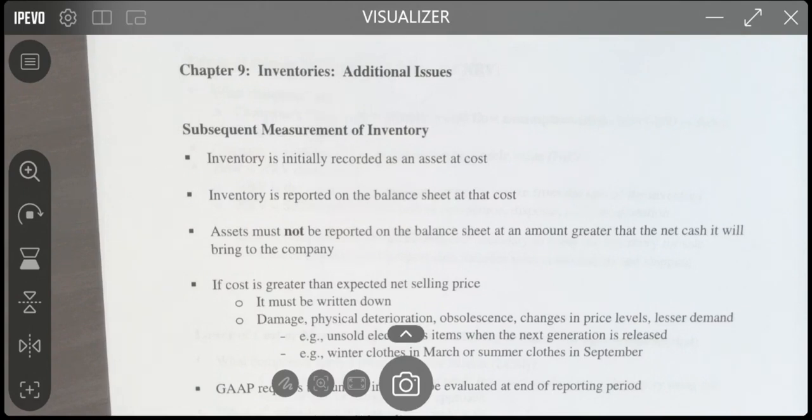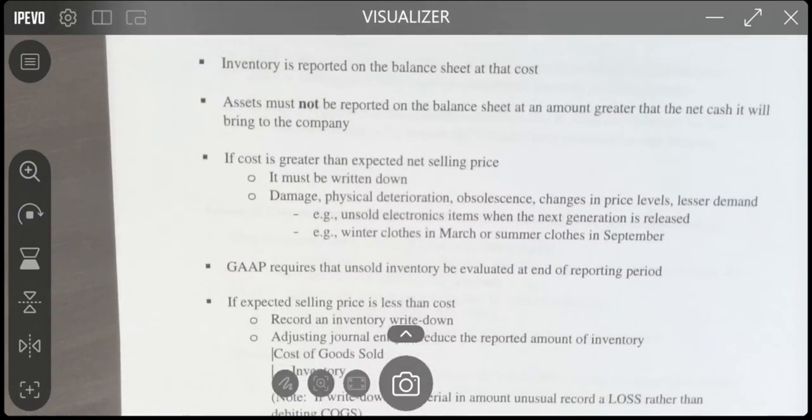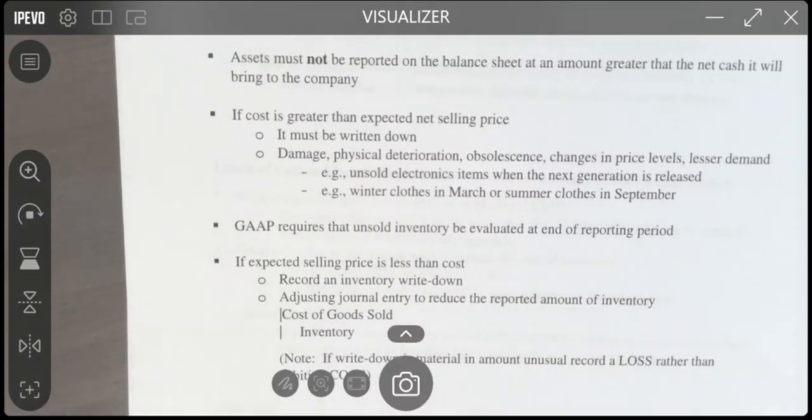Inventory is initially recorded as an asset at its historical cost. That inventory is then reported on the balance sheet at that cost. Now, keep in mind, you learned this from the earliest days of your accounting education, that an asset must not be reported on the balance sheet at an amount greater than the net cash it is expected to bring to the company. So if that cost is greater than the expected net selling price, we must write that inventory down.